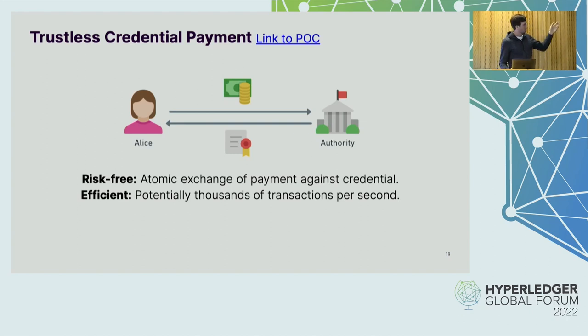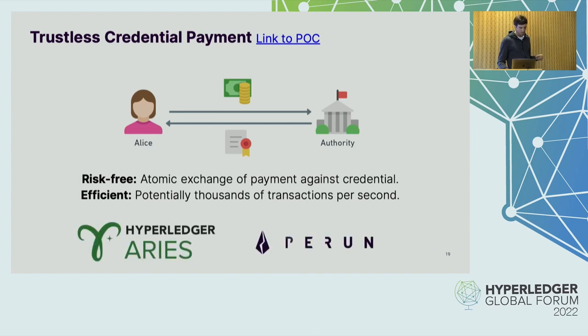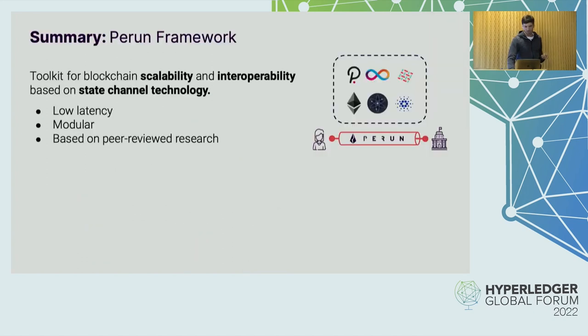There's no risk involved in that because it's now an atomic transaction that we can program into the channel, but it's still very efficient. So we can do thousands of transactions of that type between two entities. The middle-term goal is that we have a proof of concept for that ready, and we are looking at integrating that with the Hyperledger Aries protocols. So, yeah, I think we're pretty much at time.